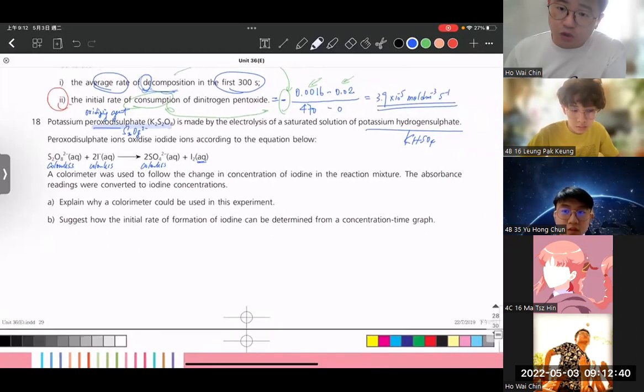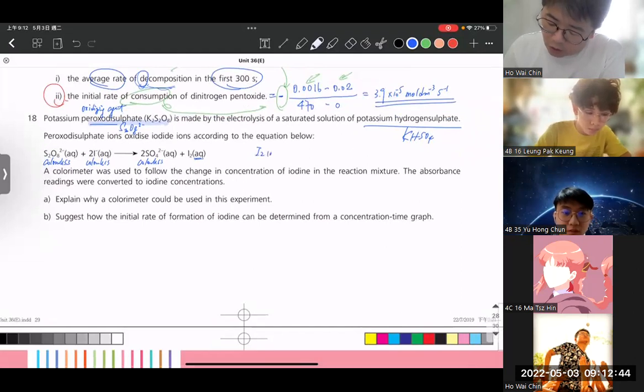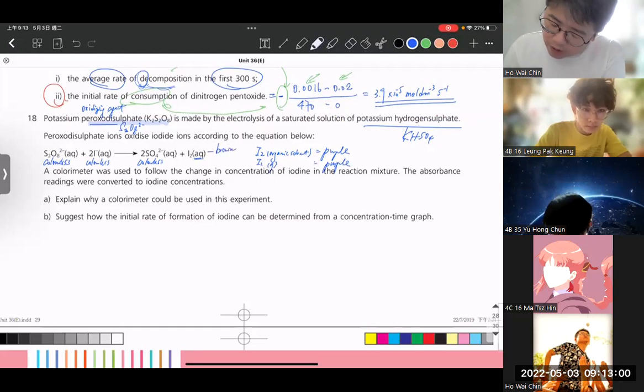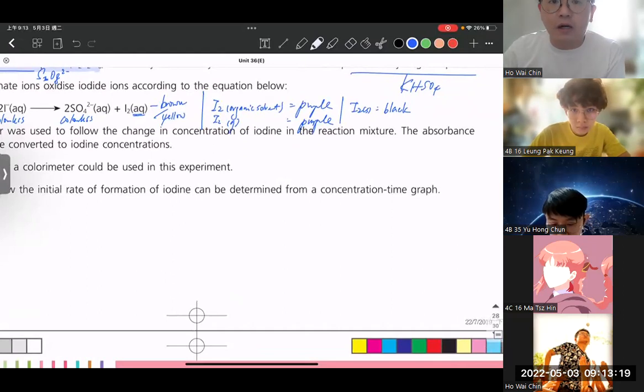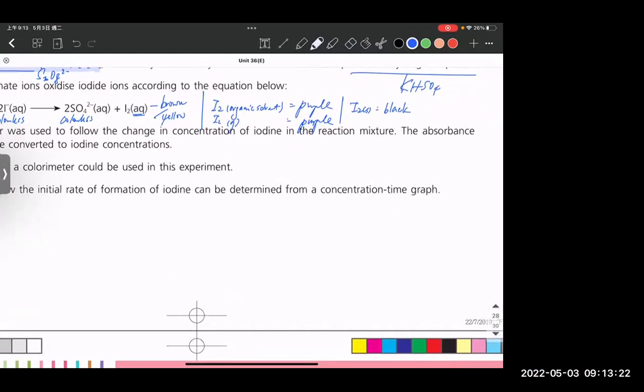Now, it may be confusing to some of you. For iodine in organic solvent, I will say it is purple. As iodine vapor, purple. Iodine solution is brown or yellow depending on concentration. For low concentration, it is yellow. For high concentration, brown. And you may find iodine solid being black. All those colors are very interesting facts about iodine in different states.